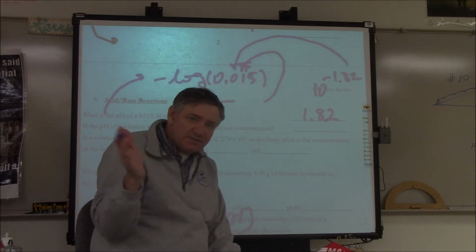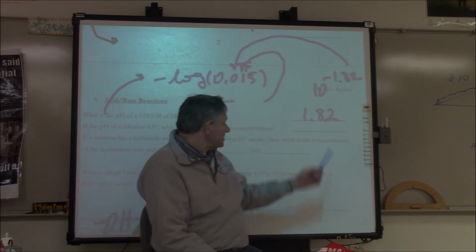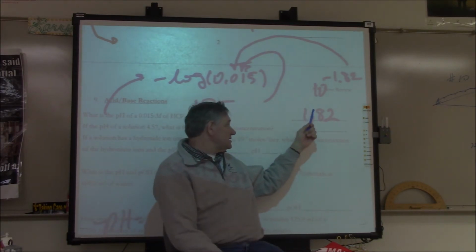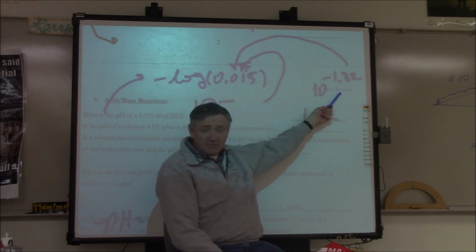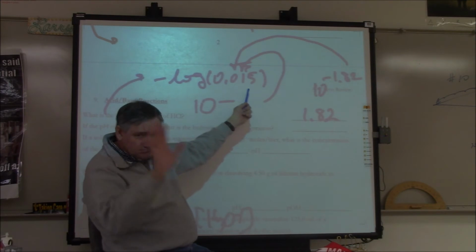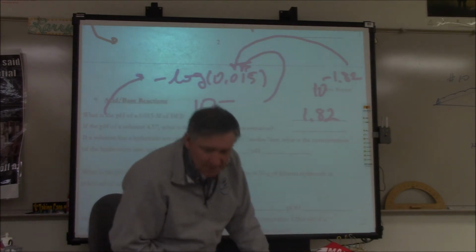The door swings both ways. So when you calculate a pH, if you really want to make sure that you're right, take 10, raise it to a negative 1.82, you should get 0.015. That's how you can check that you're right.